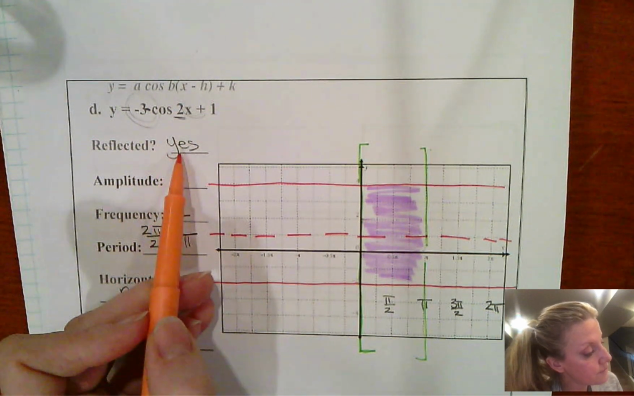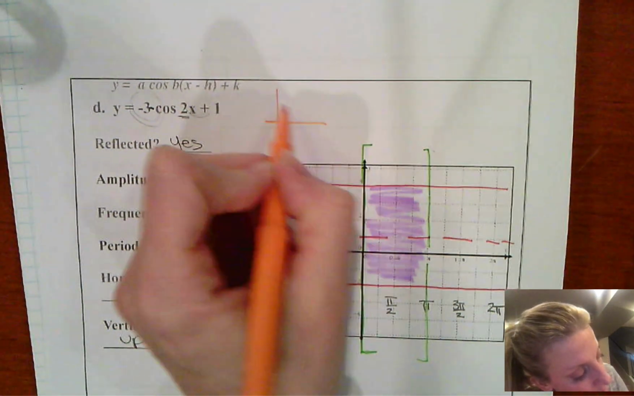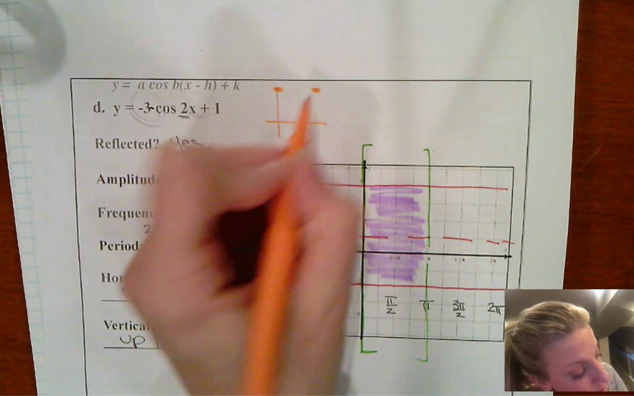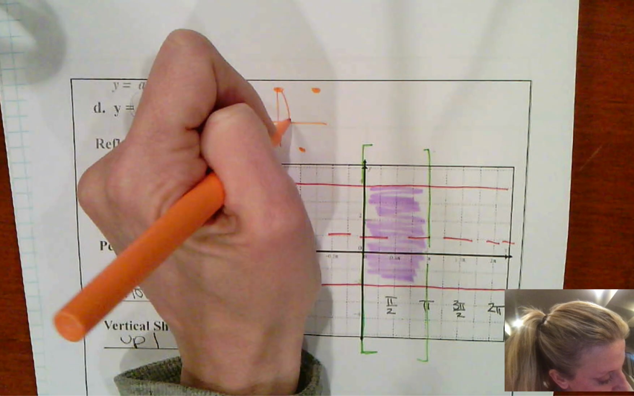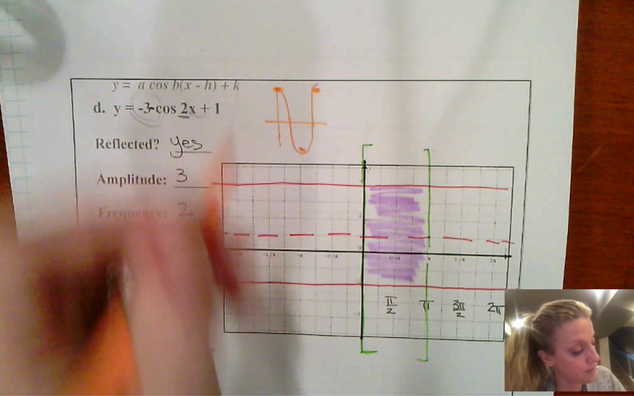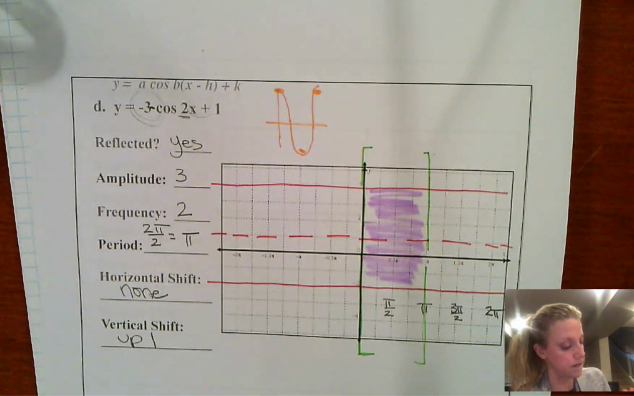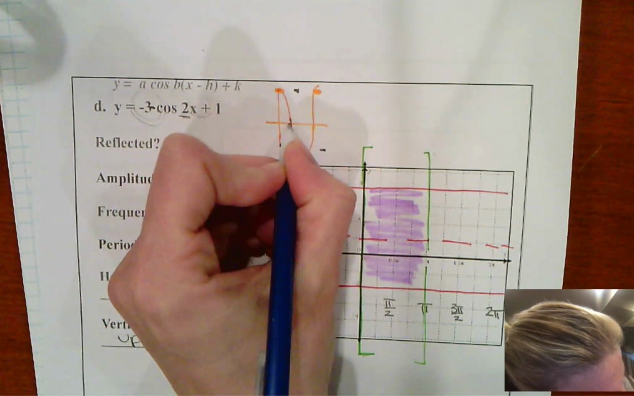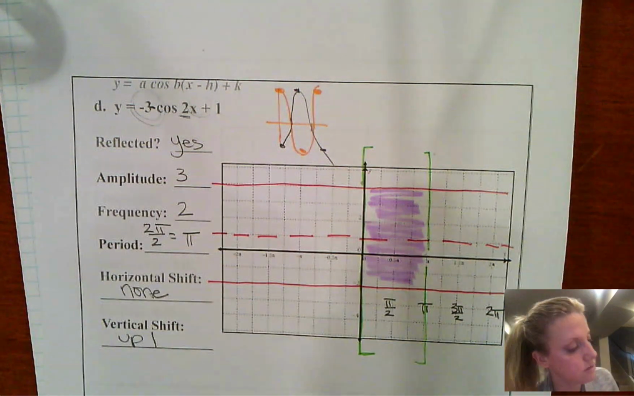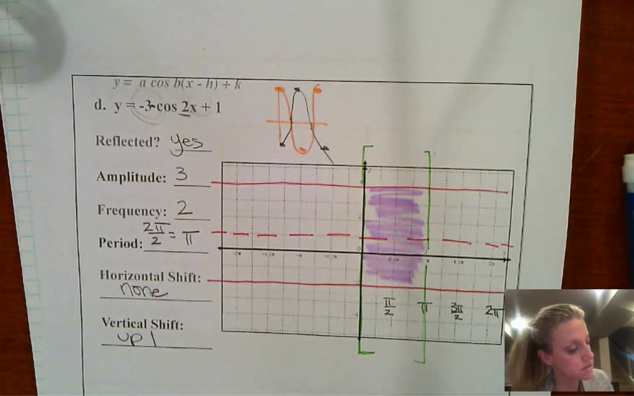This is a reflected cosine graph. So if we think about a regular cosine graph, it starts and ends up on the ceiling, and in the middle, it goes to the floor. So a reflected one is going to start on the floor and end on the floor, and in the middle, it'll be up in the ceiling, like that. Ending there. All right, so let's go ahead and do that.